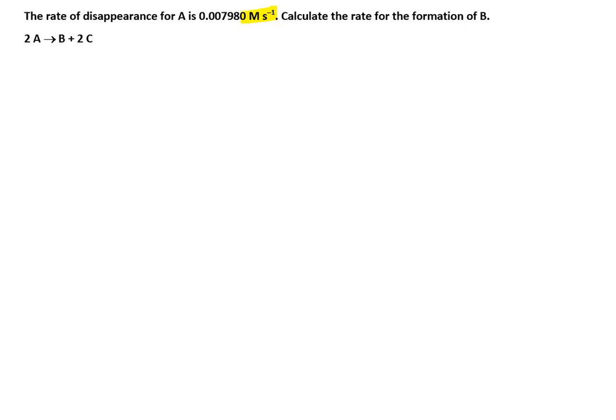So we're going to do that. We're going to start with what we're given, which is the rate for A. So we have 0.007980, and it's moles per liter per second. So the moles is at the top, and liters and seconds are in the denominator. And this is for compound A. So we want to make sure we put that there.